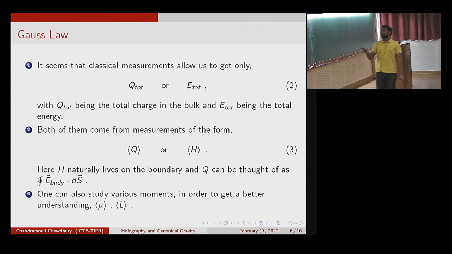And it's true that we can in general just get Q total, and there exists a similar statement in gravity, where you no longer think in terms of electric charges, but in terms of the total energy present inside. All of these seem to come from measurements of the form of the total charge or the total Hamiltonian. And in everything I talk about, all these operators are going to be living on the boundary of any system I have. So if I talk about AdS space, then it's going to be on the boundary of AdS space. And like I said, you can also study various other things like the dipole moment or the angular momentum and so on.